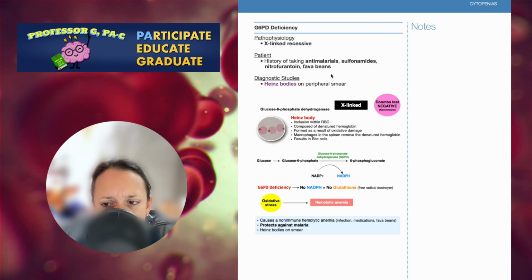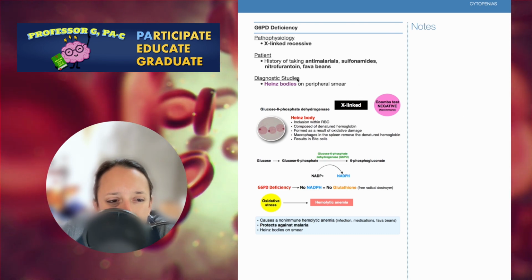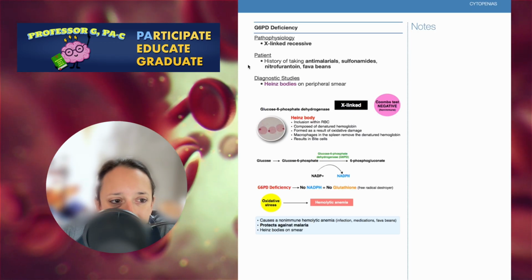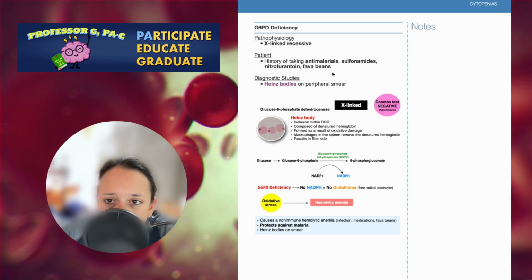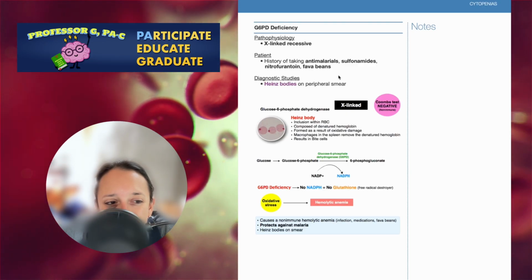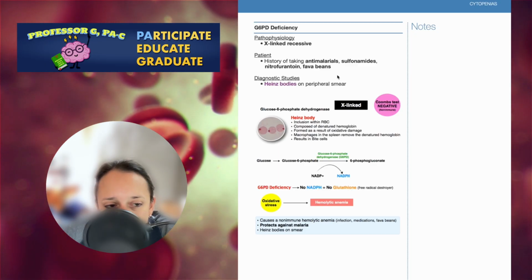Most patients are asymptomatic until they encounter some sort of oxidative trigger, and the common triggers include drugs, infections, and the classic fava bean. The medications to remember really are sulfa drugs, which tend to cause it, antimalarials, and nitrofurantoin.